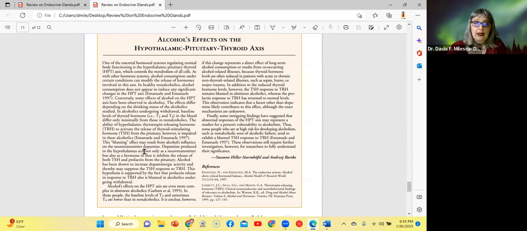Dopamine produced in the hypothalamus acts not only as a neurotransmitter, but also as a hormone in that it inhibits the release of both TSH and prolactin from the pituitary. All right, so alcohol has been shown to increase dopaminergic activity and thereby may suppress the TSH response to TRH. So do you see how if you drink a lot, it can also affect your metabolism?